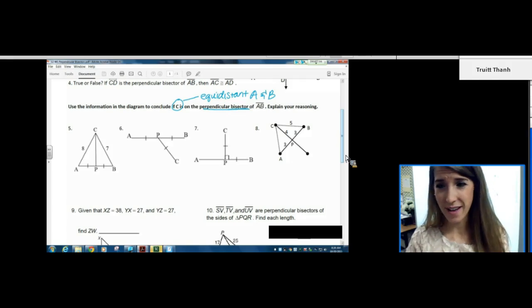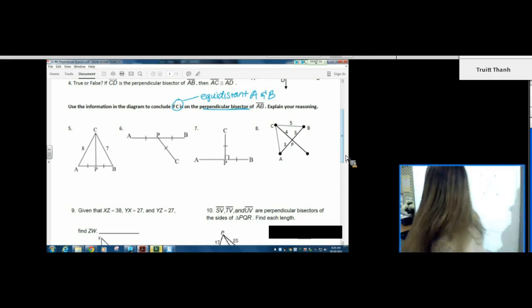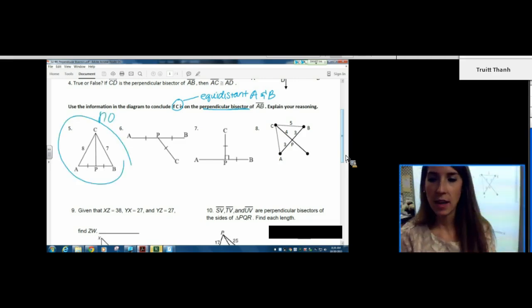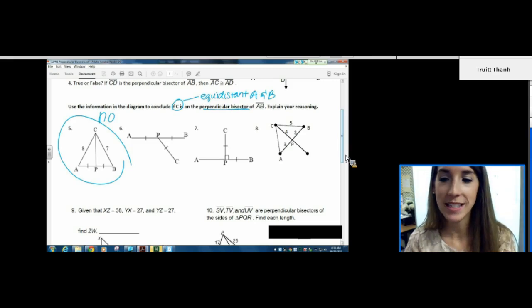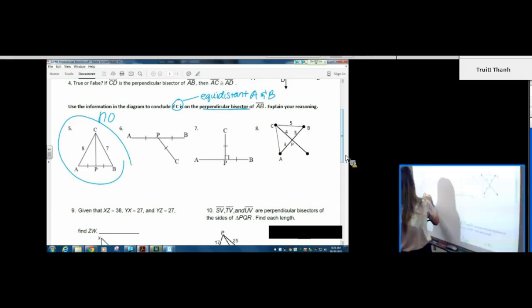So look at number 5. Is C equidistant from A and B? No. C's 8 away from A and it's 7 away from B. What is this picture missing? So the answer is no. It's not a perpendicular bisector because it's not perpendicular. It's a bisector for sure, but it's not perpendicular. It's missing the right angle symbol right there.